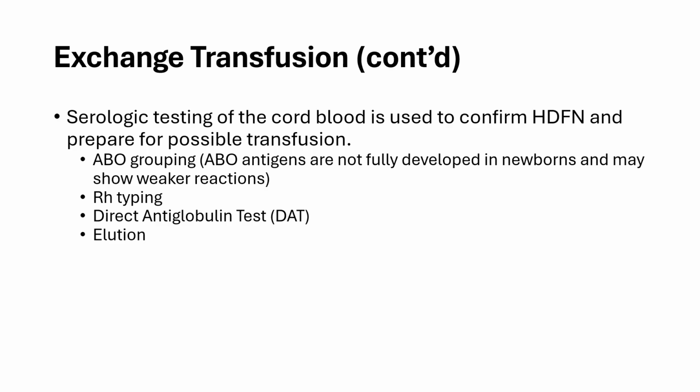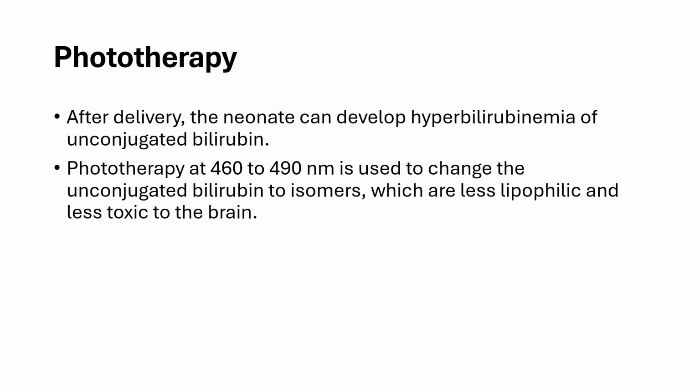Serologic testing of cord blood for hemolytic disease of the fetus and newborn is used to confirm hemolytic disease of the fetus and newborn and prepare for potential transfusions. The test performed, again, would be an ABO. There is a little side note that ABO antigens are not fully developed in newborns, so the reactions may be weaker. We're going to do Rh typing, the direct antiglobulin test, and an elution.